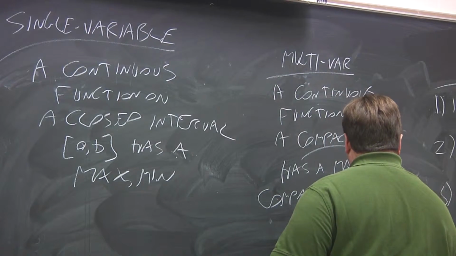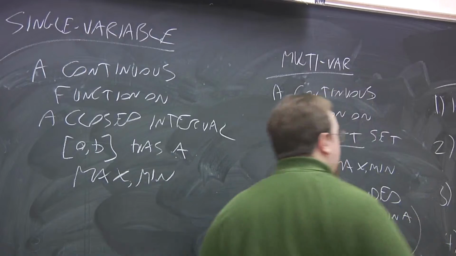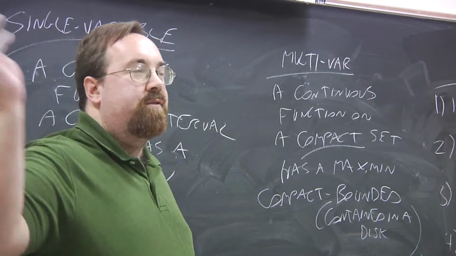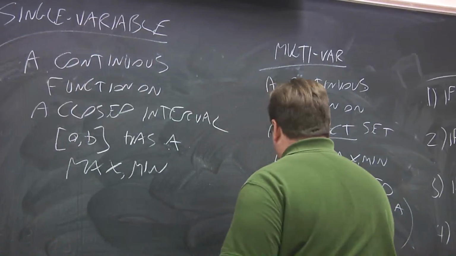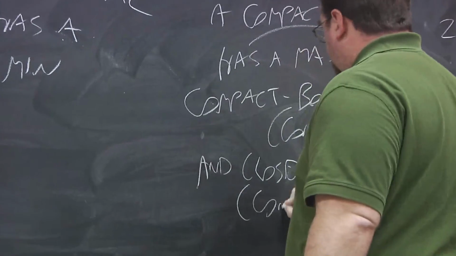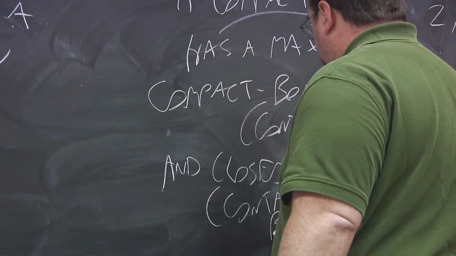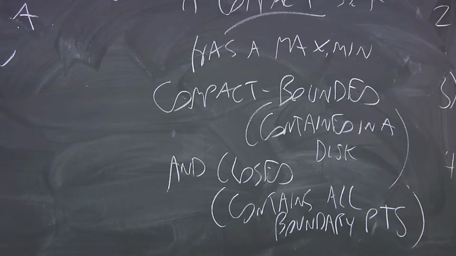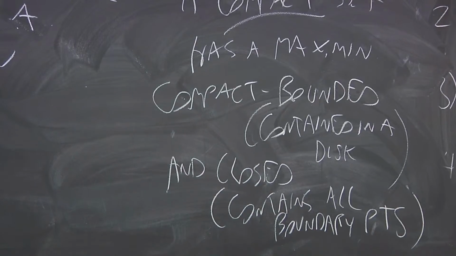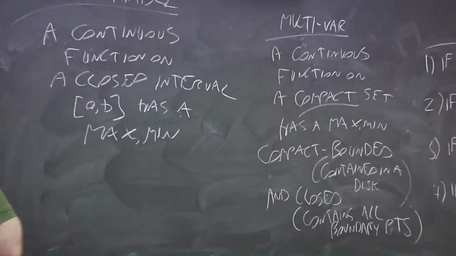You can contain it in a disk. So it's finite in extent. It can't just go up to infinity in any direction. And closed. That means it contains all boundary points. That's the generalization of a closed interval. A closed interval contains its two endpoints.